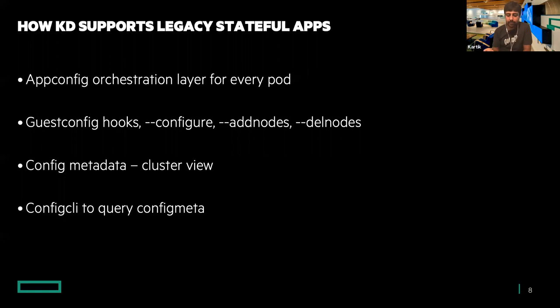And all that orchestration layer is what we call app config, which relies heavily on config metadata and guest config hooks. And for any service to query this data structure, there is a nice little tool which KubeDirector injects whenever a pod comes up, and that tool is config CLI.